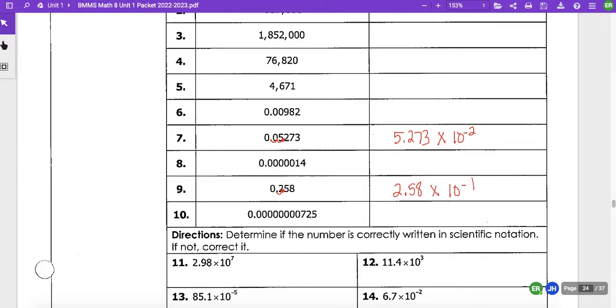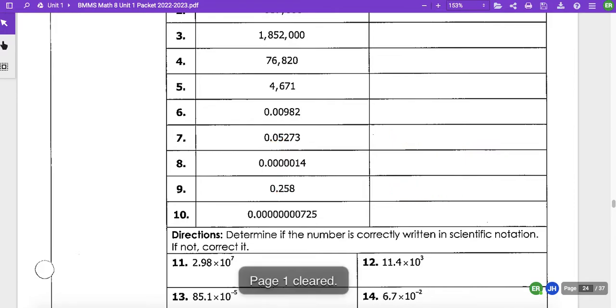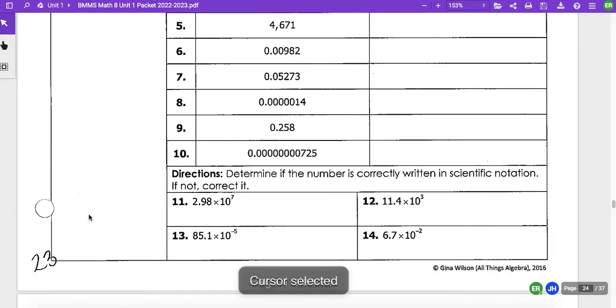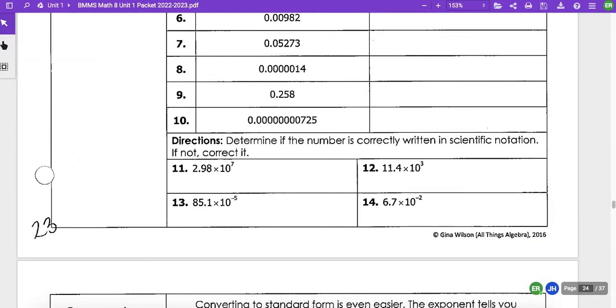Okay, now let's look at some examples of determining if the number is written in scientific notation correctly. Okay, so we need to make sure that our root number here has one number to the left of the decimal. Okay, and that means that it's greater than or equal to 1, but less than 10. And it's times 10 to a power. So this one is correctly written in scientific notation.